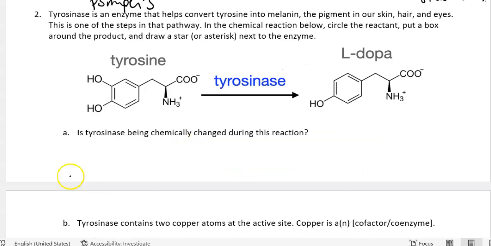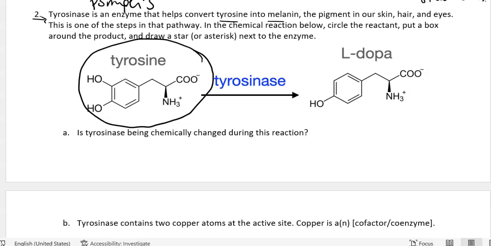The next part of the assignment is about tyrosinase, and some of y'all downloaded the worksheet from the signature assignment 3, which starts here, and that's perfectly fine. Tyrosinase is an enzyme that helps to convert tyrosine into melanin, the pigment in our skin, hair, and eyes. This is one of the steps in that pathway. In the chemical reaction below, circle the reactant. Bam. There's your reactant. Draw a star or asterisk next to the enzyme and put a box around the product.